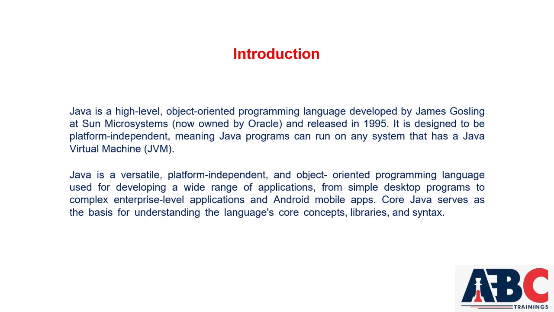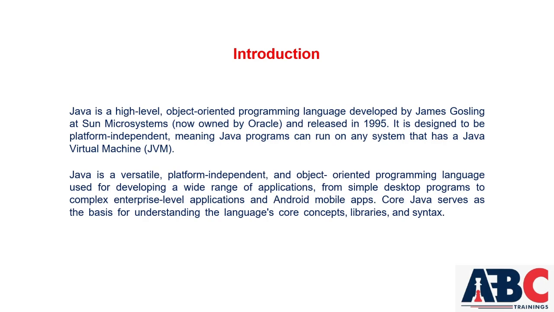First, we will see what is Java. Java is a high-level object-oriented programming language developed by James Gosling at Sun Microsystems and released in 1995. It is designed to be platform independent. Platform independent means Java programs can run on any operating system that has the Java Virtual Machine, that is, the JVM.